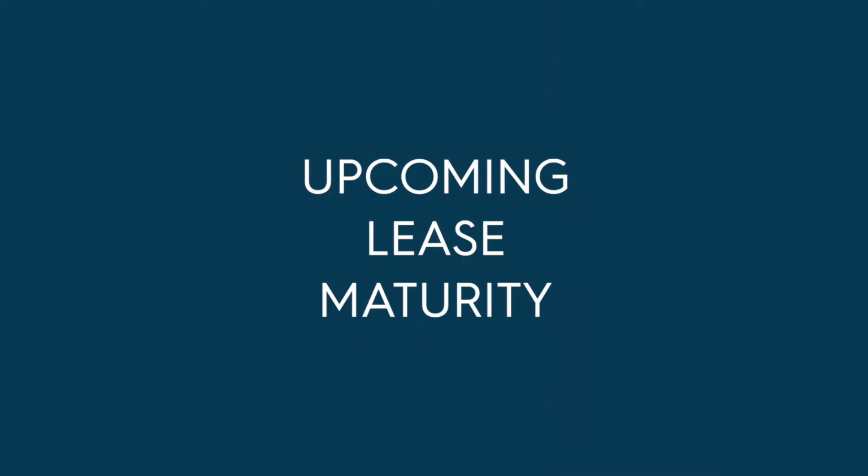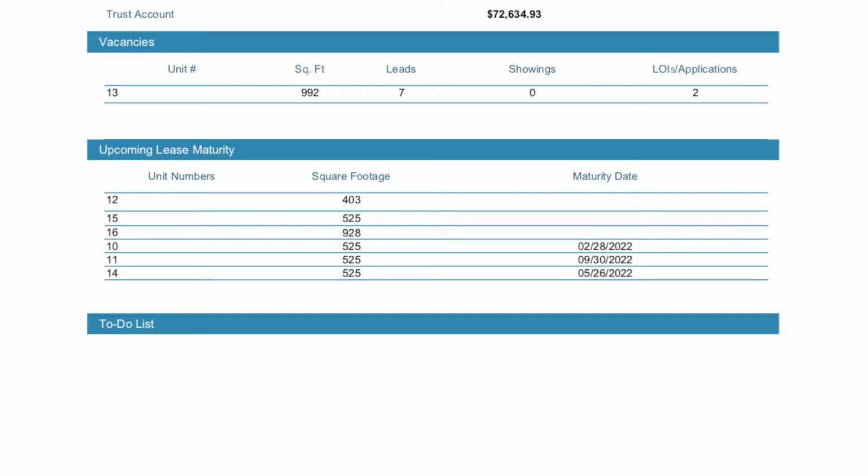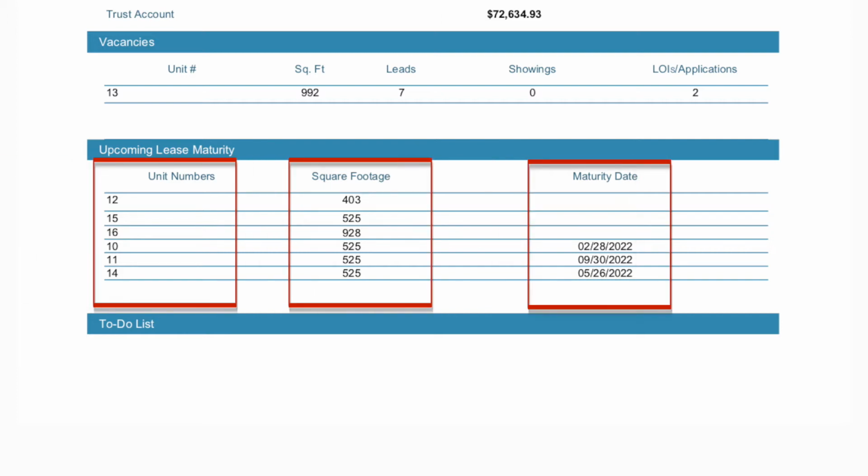Upcoming lease maturity. This next section shows the leases and units that are about to become vacant within the next 3 months. Again, you have the unit or apartment number, the square footage, and the date that the lease will mature. Now, one thing to note here is that most residential leases run for a period of 1 year and then will default to month-to-month after that initial rental period has ended.